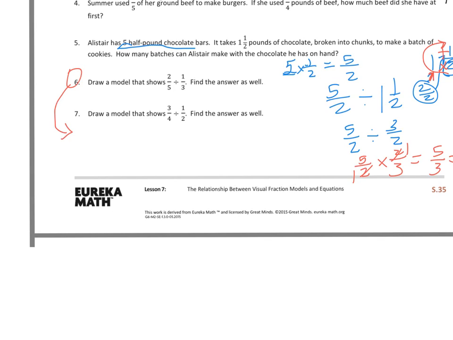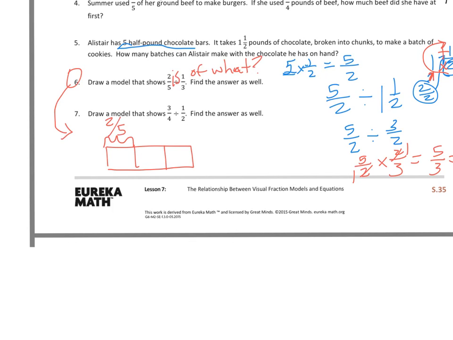So 6 says, draw a model that shows 2/5 divided by 1/3. There's 2 different models we can draw, so I might do 7 just so I can show the second model. We can say 2/5 is 1/3 of what? Whenever we're doing division, that's really what we're saying, is that 2/5 is 1/3 of something. So when I draw my model, I'm going to draw 1/3 to start, and I'm going to label that 1/3 as 2/5 because 2/5 is 1/3 of the whole amount.